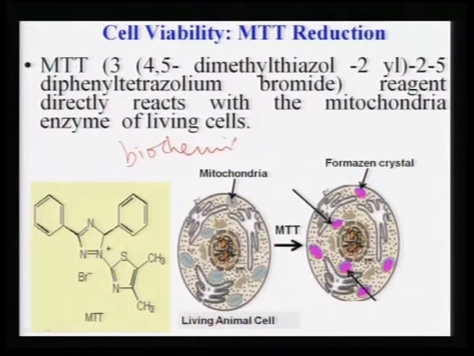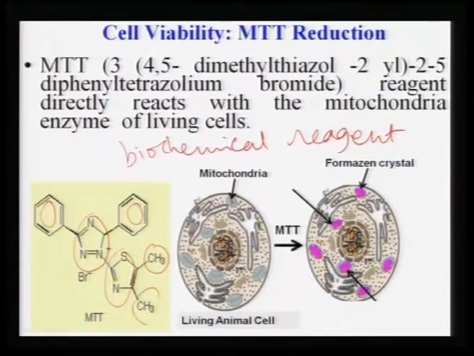And this is the typical structure of the MTT. What you see in the MTT, you have several benzene rings. This is one ring, this is another ring, and there are different other bondings here in this case, and methyl groups are also loaded here. So, when this MTT is reacting with live cells, what will happen?